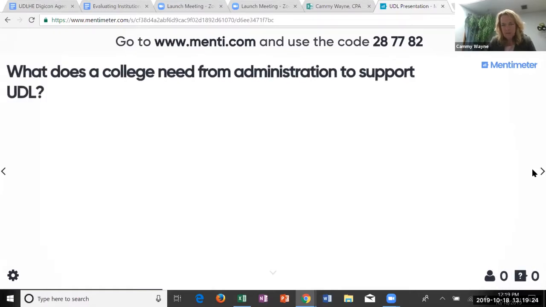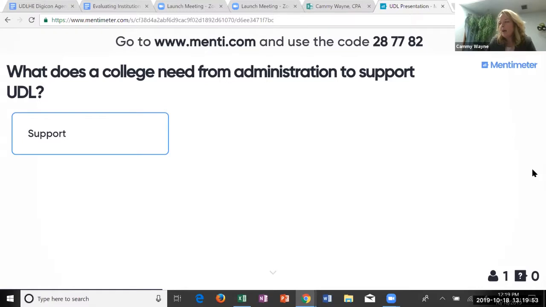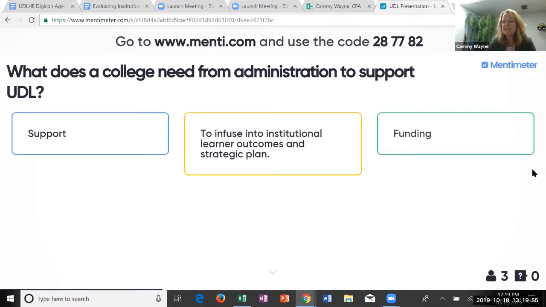So first, let me ask you a question. What does a college need from administration to support UDL? Because really, if administration is not on board, it's going to be really hard to keep faculty interested. So what do you think from a standpoint of administration? What do they need to do? And if your mentee is not following along, you can always go and hit go to slide at the top, and it'll bring you to where we're at.